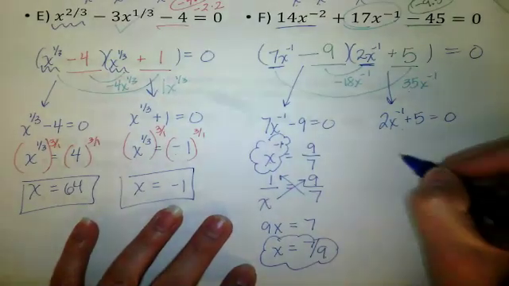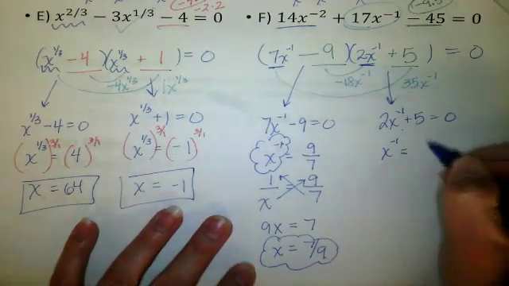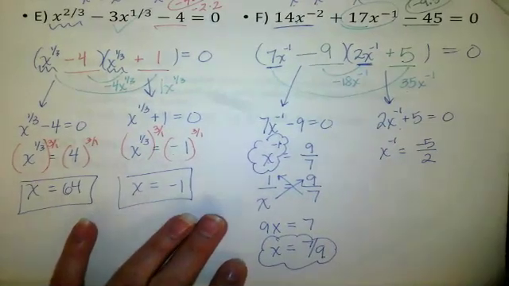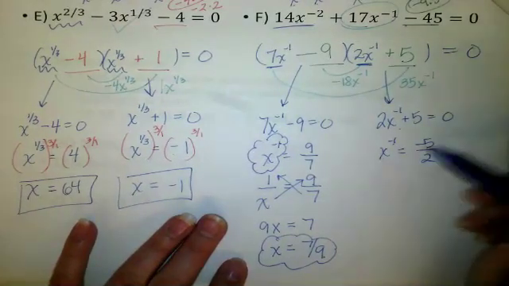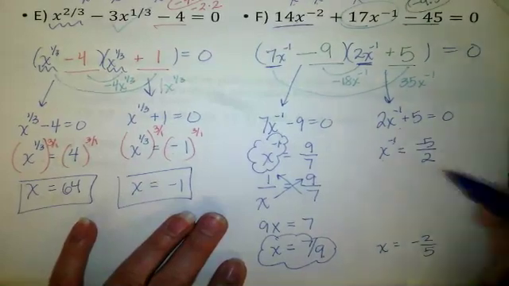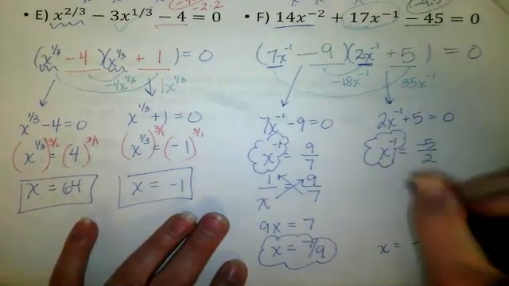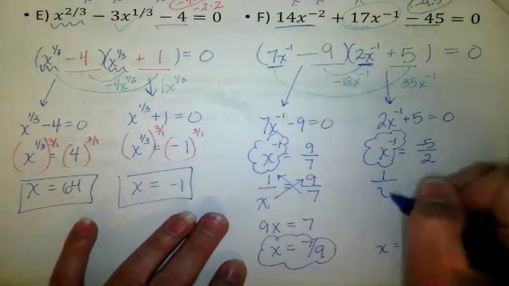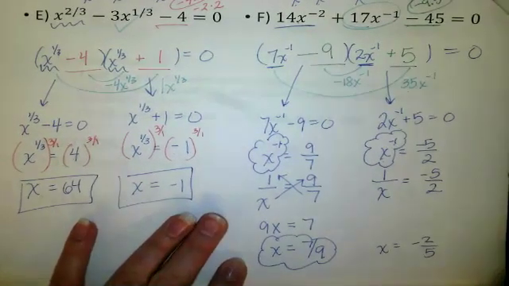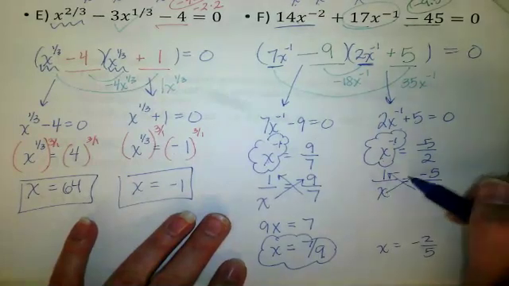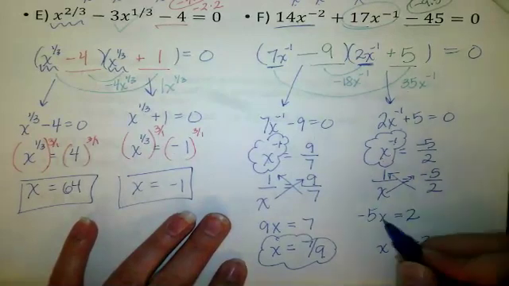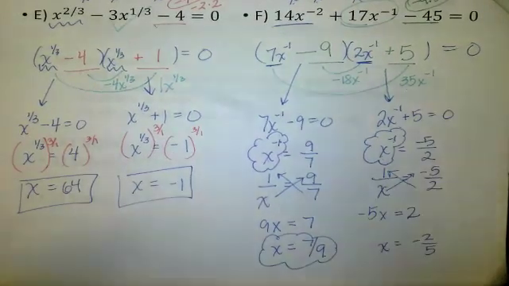I'm going to do what to isolate? Subtract 5 and divide by 2. Very good. The reciprocal of x is -5/2. What's x? -2/5. Very good. So again, x to the -1 is really 1 over x. And then you can cross multiply if you want to. So -5x equals 2, and divide by 5, you get -2/5.